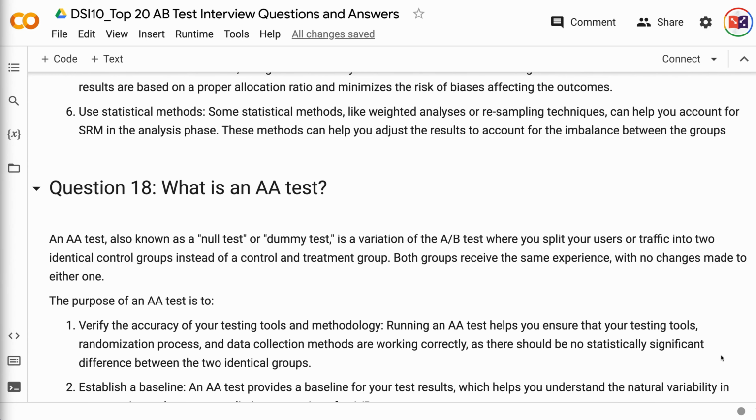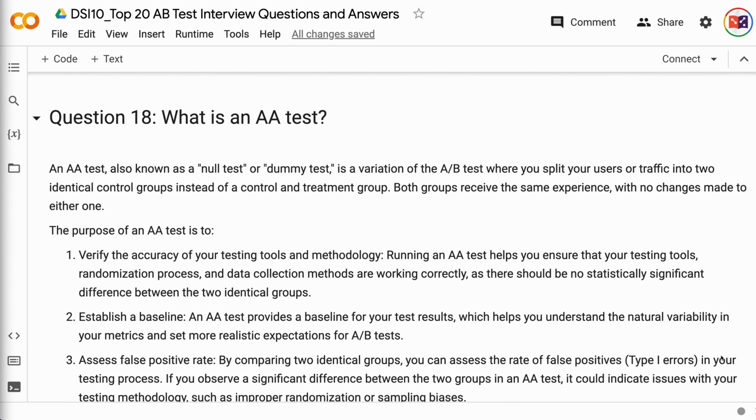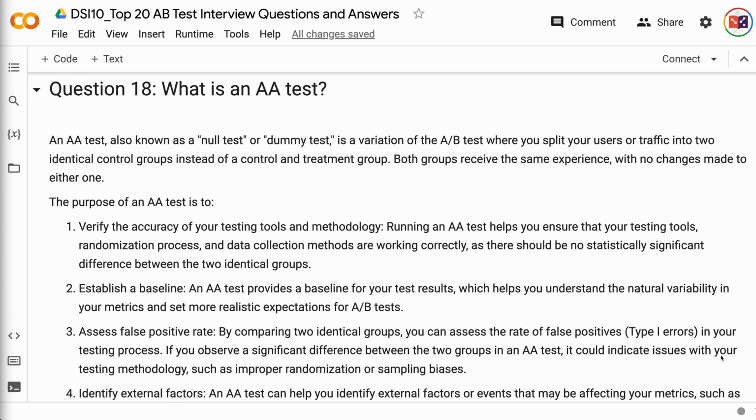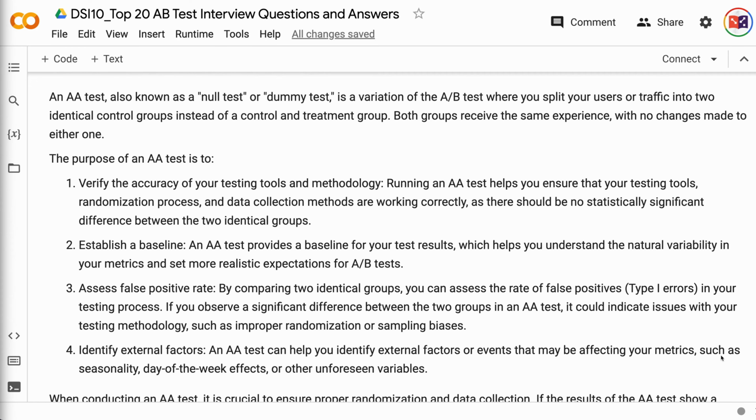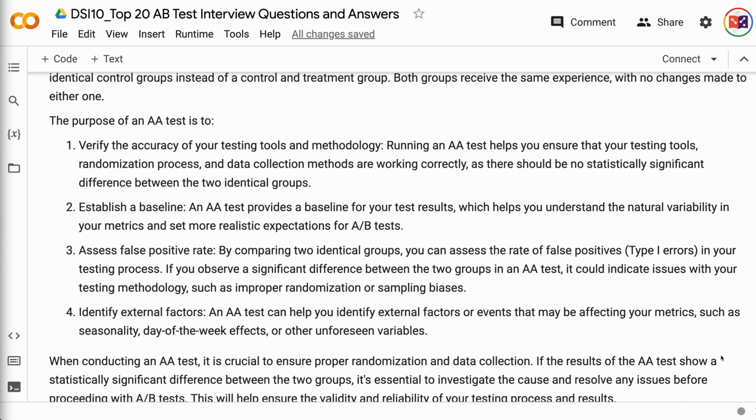Question 18. What is an AA test? An AA test, also known as a null test or dummy test, splits your users or traffic into two identical control groups instead of a control and treatment group. Both groups receive the same experience, with no changes made to either one. The purpose of an AA test is to 1. Verify the accuracy of your testing tools and methodology.